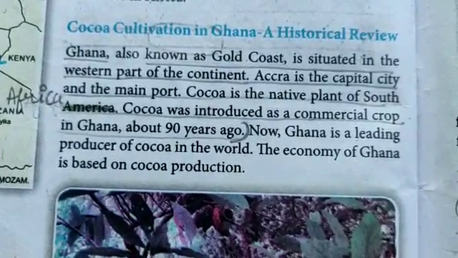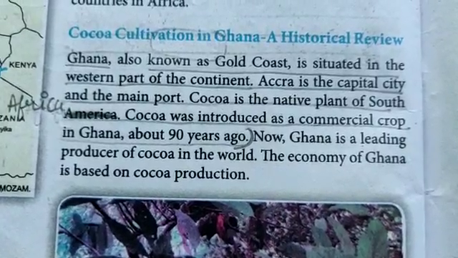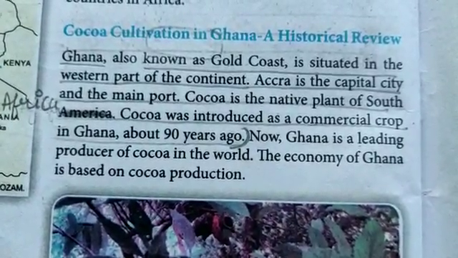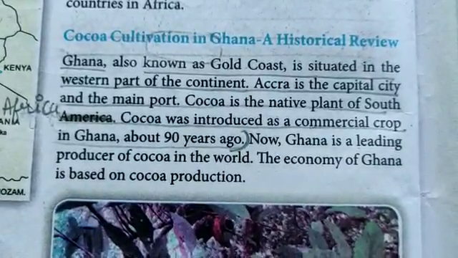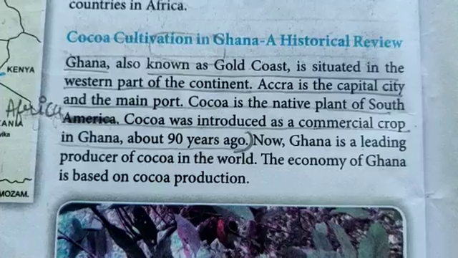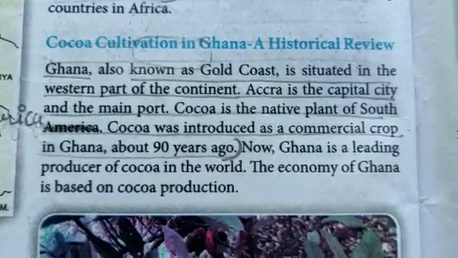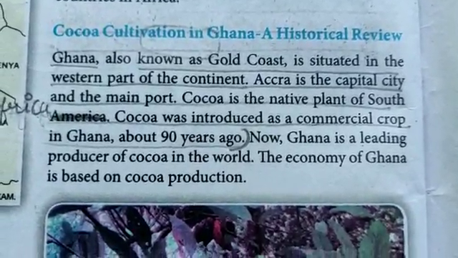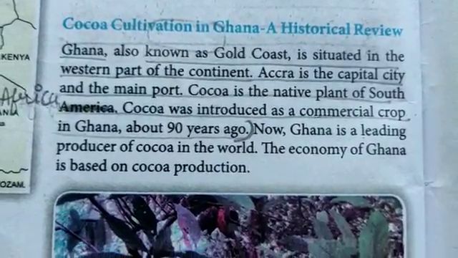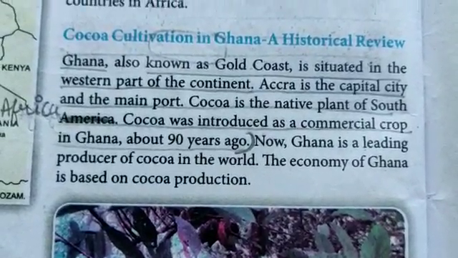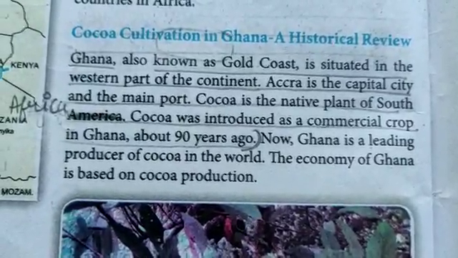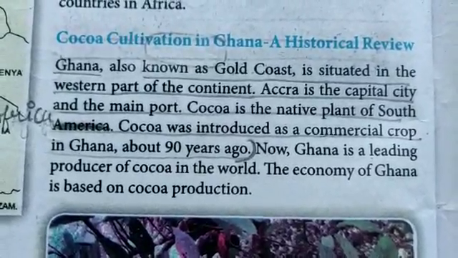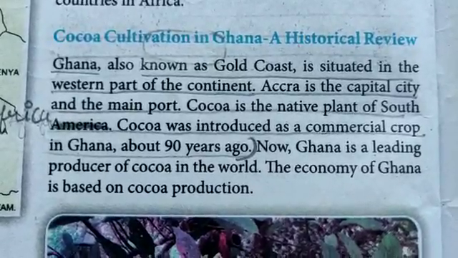Cocoa was introduced as a commercial crop in Ghana about 90 years ago. Now, Ghana is a leading producer of cocoa in the world. It is the largest producer. The economy of Ghana is based on cocoa production. The economy of Ghana meaning to say that most of the people living in Ghana are involved in cocoa harvesting, fermentation, or any other industry which is connected or related to cocoa cultivation.